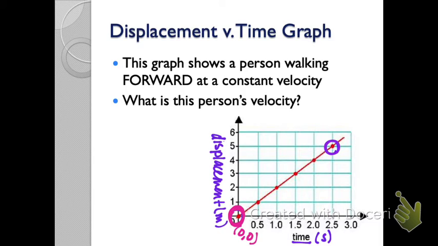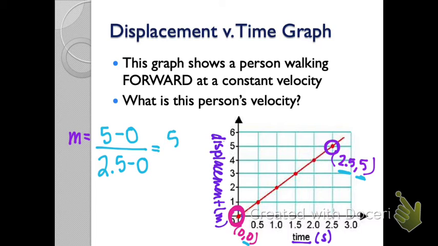155. This has 2.5 and 5. Okay, so I can calculate the slope of this. I look at my change in y. My y coordinates come second. So that says 5 minus 0 over my x coordinates, 2.5 minus 0, which gives me 5 over 2.5. And that gives me a velocity equal to what? What happens when I reduce that?